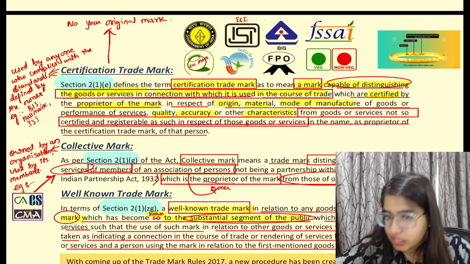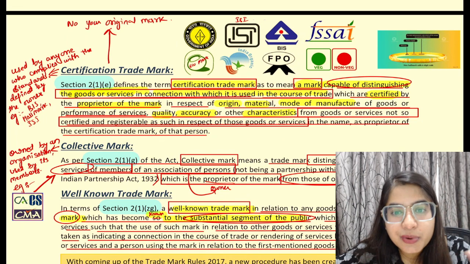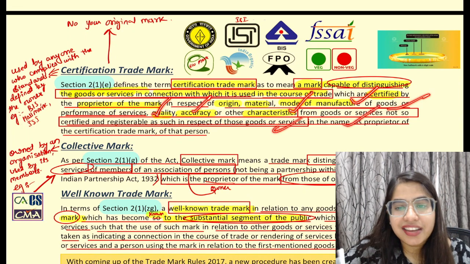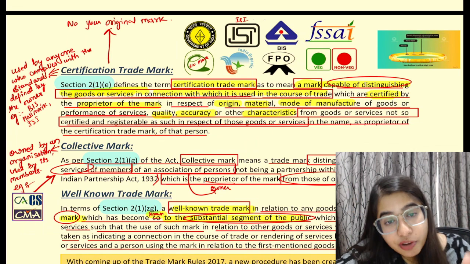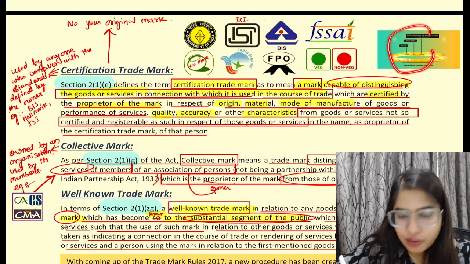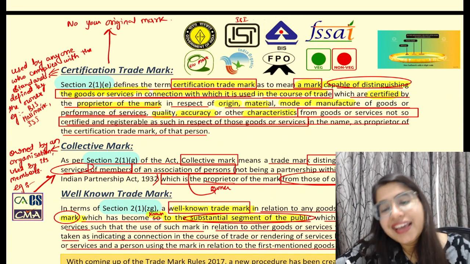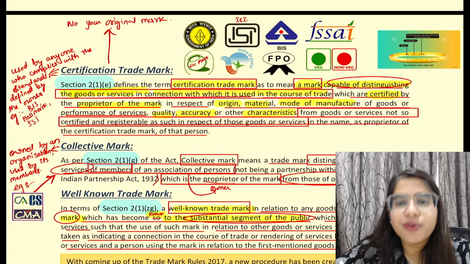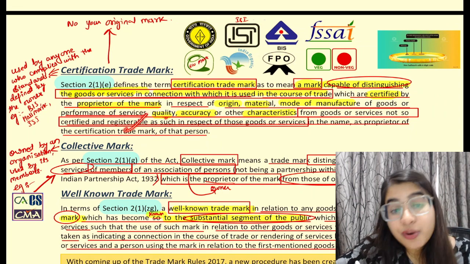In respect of what is certification done? Like origin or material. For gold, they certify the material, that this is pure gold, right? Mode of manufacture, quality, accuracy, characteristics of goods and services, etc. Meaning that certification is done with respect to either the origin of the product or material used in the product, mode of manufacture, quality, accuracy, characteristics. So if you talk about the BIS logo or the hallmark logo, if this trademark is used on any gold jewelry, it certifies that it is a particular material, that this is pure gold, and that it is good quality gold.